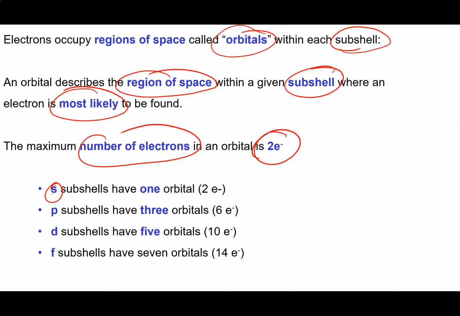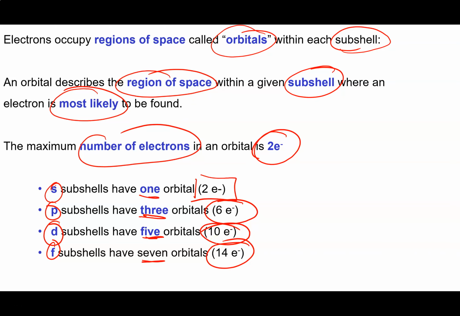And S subshells have 1 orbital, so it can hold a total of 2 electrons. P subshells are made up of 3 orbitals and so can hold a total of 6 electrons. D subshells are even bigger. They have a total of 5 orbitals and so they can hold up to 10 electrons. And F subshells are the biggest. They're made of 7 orbitals, 7 times 2. They can hold a maximum of 14 electrons. So it's a pretty simple idea. The number of electrons that a subshell can hold is double the number of orbitals in that subshell.